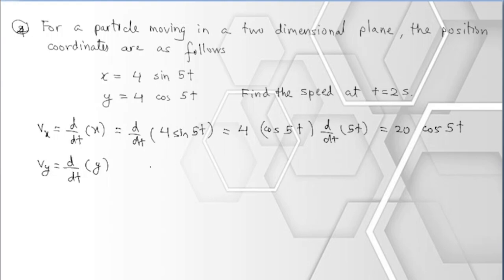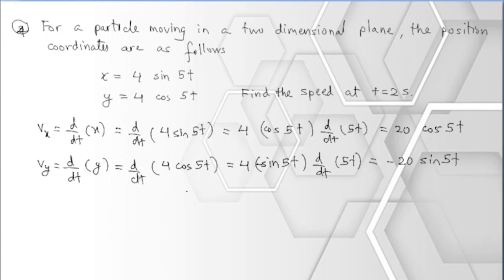Similarly, d by dt of y is d by dt of 4 cos 5t, or 4 is a constant, 4 is outside, then the derivative of cos 5t is minus sin 5t and d by dt of 5t, that gives us minus 20 sin 5t. Now you have found Vx and Vy.